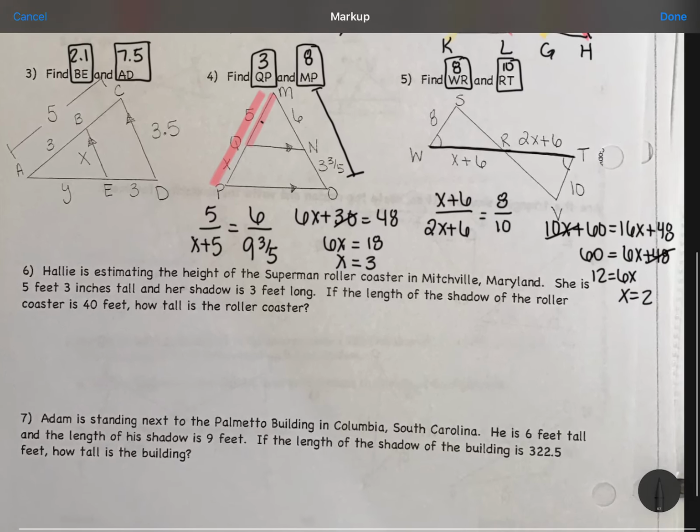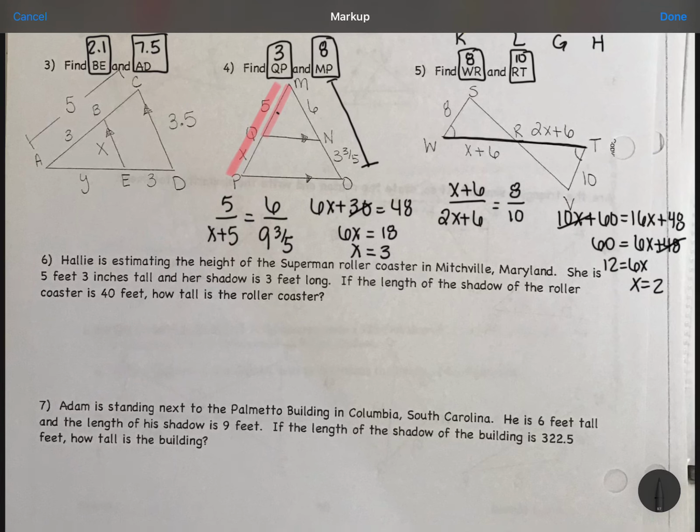All right, number 6. Hallie's estimating the height of a Superman roller coaster in Mitchville, Maryland. She is 5 feet 3 inches tall, and her shadow is 3 feet. My doggy toenails, do you hear them? If the length of the shadow of the roller coaster is 40 feet, how tall is the roller coaster?